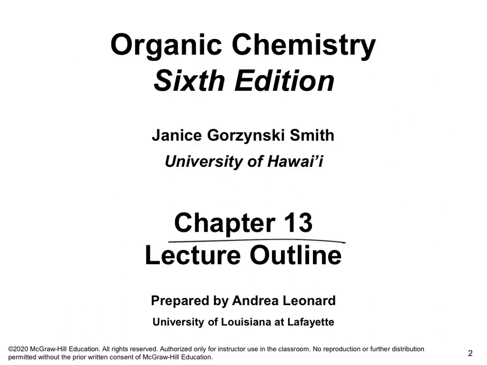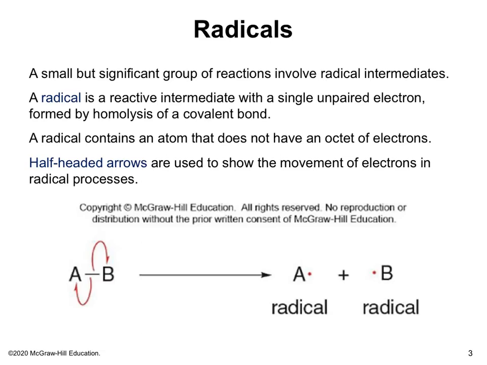Okay, like I said, welcome to Chapter 13. So we're dealing with radicals. And so what is a radical? If you see here, it's a half, we call it a fish hook arrow. And these electrons here in this double bond are going to do a homolytic cleavage. And so that's a homolytic cleavage. If you want a Pogil exercise that kind of talks about this, you can do Pogil 6a and Pogil 6b. I think it's 6a.